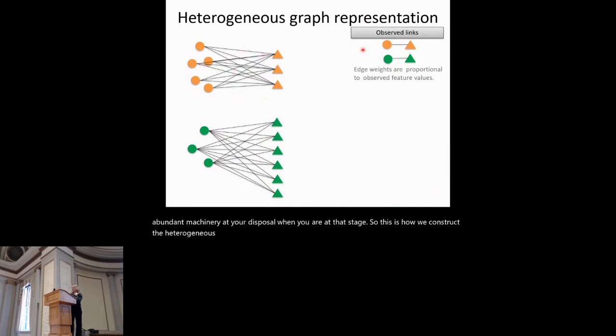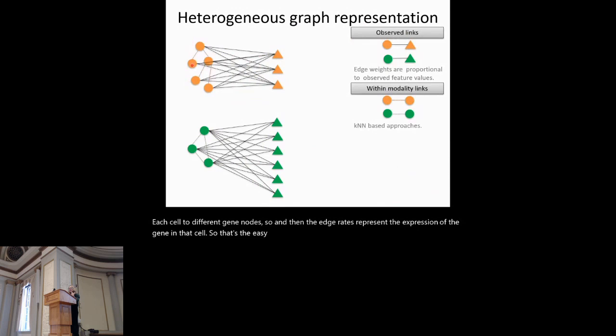First, we have some observed links. These circles are going to be cells. So we link each cell to different gene nodes, and the edge weights represent the expression of the gene in that cell. Okay? So that's the easy part. And then, of course, we can do within-modality cells. So within modality, we can calculate distances between the cells and then link cells to each other.